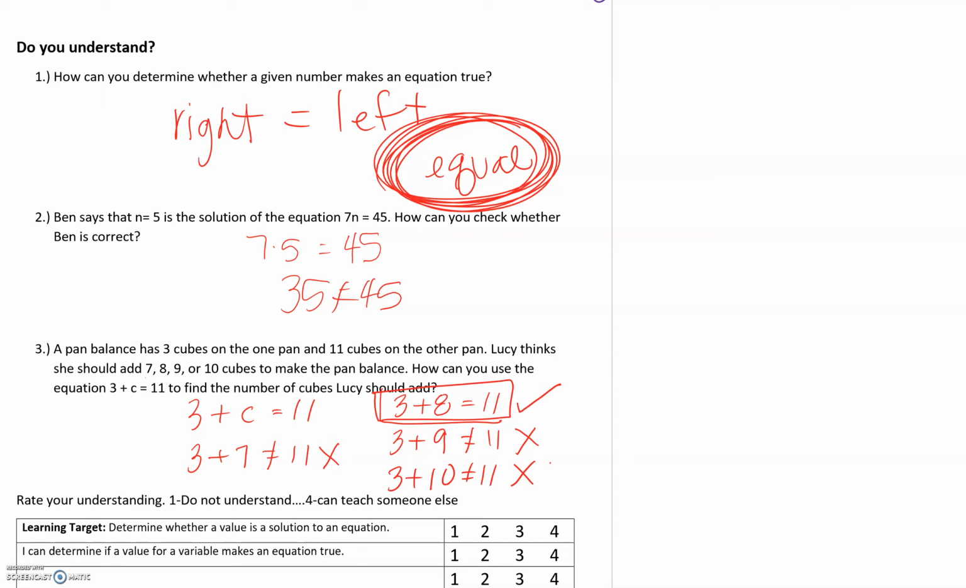Okay, so Ben says that n equals 5, and that is a solution. How can we check whether he's correct? Well, if I take 5 times 7 here, I get 35, and that's not equal to 45, so Ben is incorrect. And then the last one, you are testing if 7, 8, 9, or 10 make true statements here. So again, we want to get where it equals 11, and only if we use 8 cubes does it work. So check your understanding. You can always ask questions, and you can begin working on your homework.